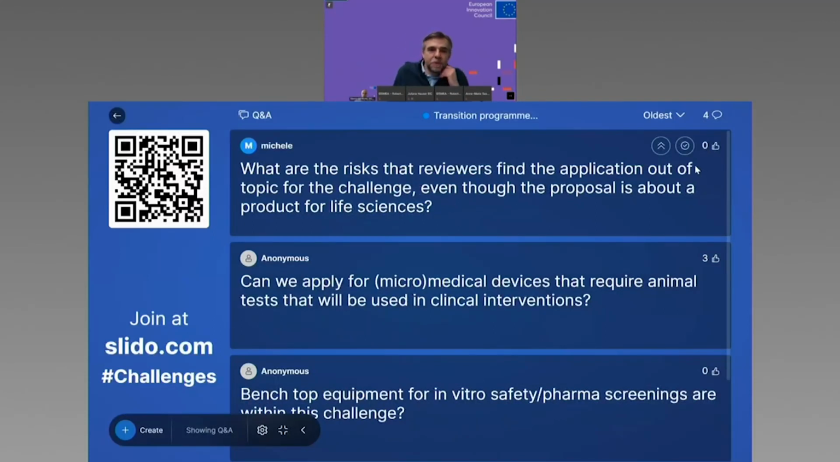What other risks are there that reviewers find the application out of topic for the challenge, even though the proposal is about a product for life sciences?